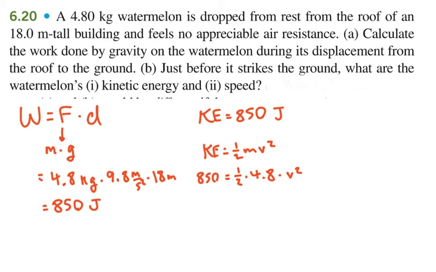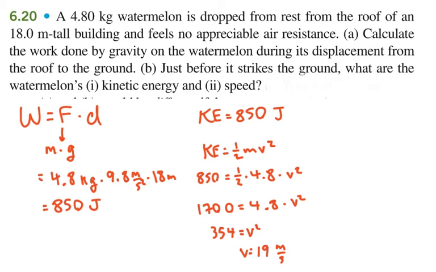So first we can multiply by 2. So that's going to get us 1,700. Next we can divide by 4.8, and this will get us 354. Finally, we can take the square root of both sides, and that will get us v is equal to about 19 meters per second. So there's our answer.